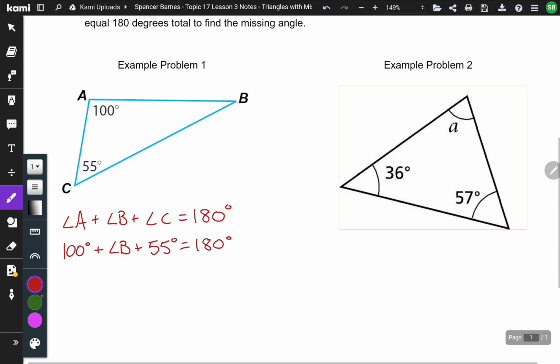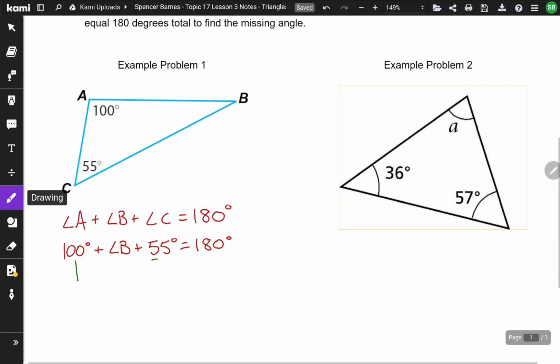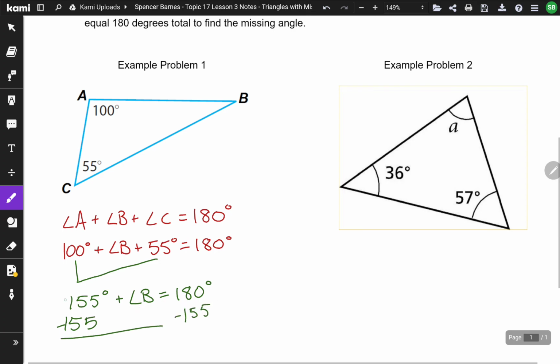Well, just like we always have, let's combine our like terms. So I can combine my 100 and my 55, which is 155 degrees, plus angle B, which we don't know yet, is 180 degrees total. Well, what do I do from here? This is just a one-step equation. Subtract 155 from both sides. On the left side, they cancel out, leaving you with angle B all by itself. And then on the right side, we just do our subtraction.